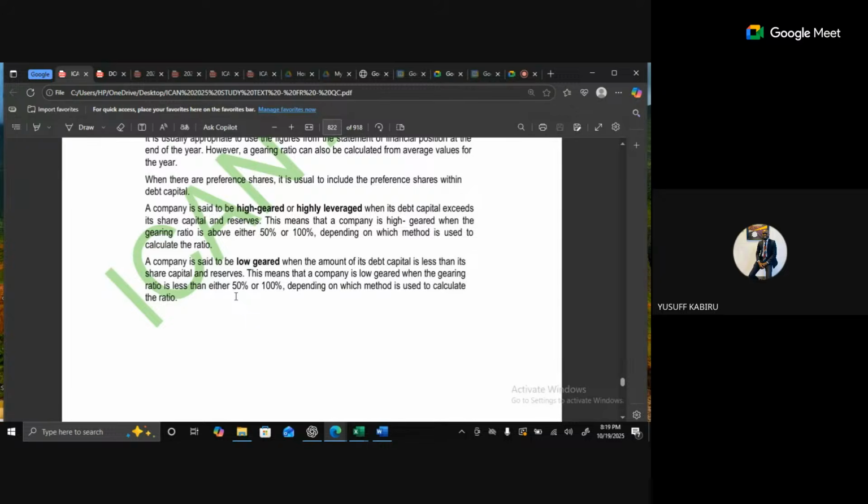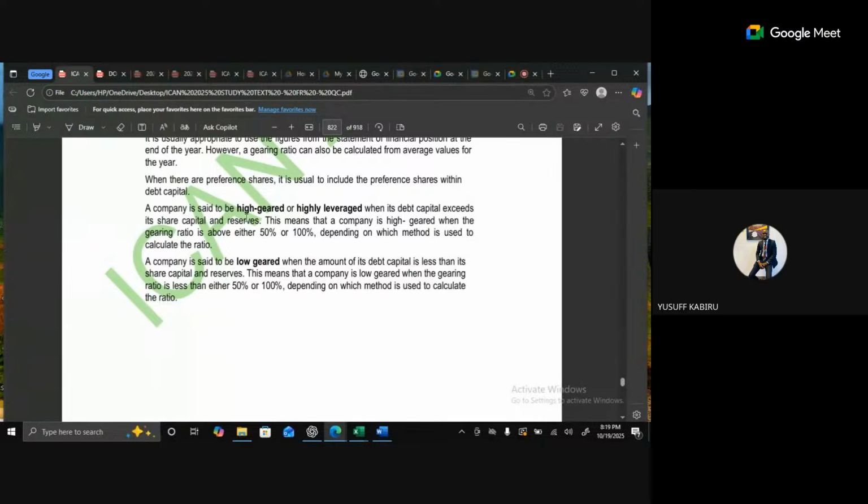So that's a lowly geared company, where you have more opportunity or more access to funds. On the other hand, if you're highly geared, it means you have to look at other ways of financing your business rather than debt. Because if at any point you can't get money from any other source, then you have sort of exhausted it, you have over-financed yourself through debt.